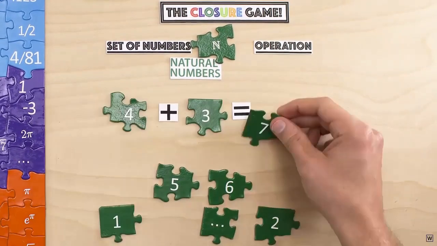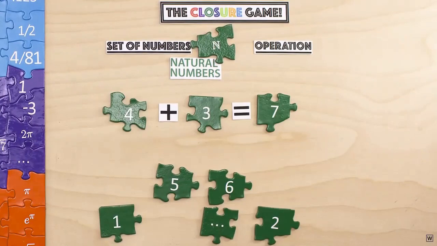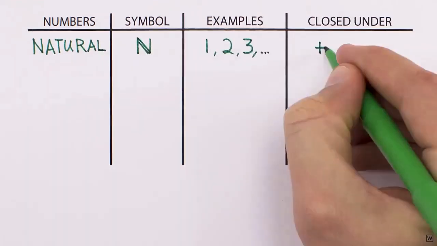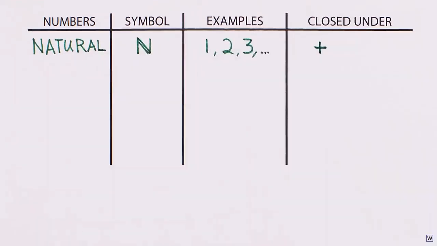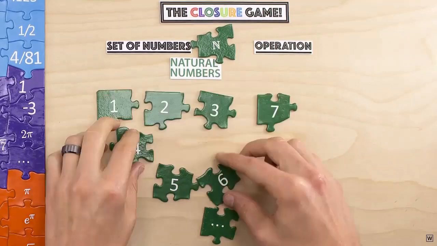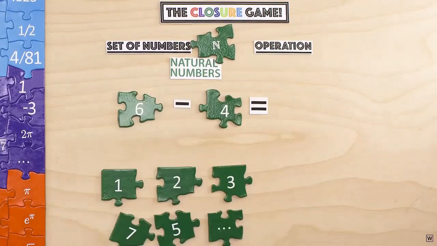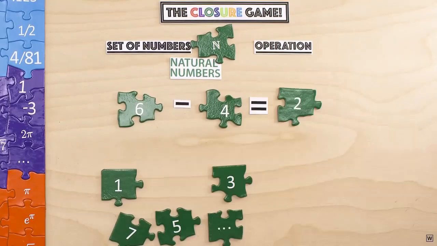After a little noodling, it should seem pretty reasonable that any 2 natural numbers added together result in another natural number. Mathematically, we can say that the set of natural numbers is closed under addition. Next, let's try the set of natural numbers and the operation of subtraction. For some pairs of natural numbers, like 6 and 4, things work out just fine. 6 minus 4 is 2, which is a natural number.